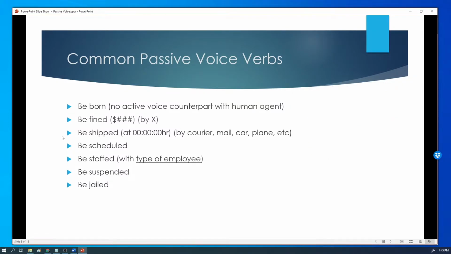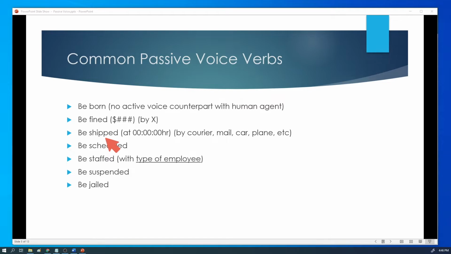The next verb, be fined. So fined, of course, is when you have to pay money. So you could say, I was fined $100 by the police. So these parentheses mean that it's optional. You could just say, he was fined, period. He was fined $10, period. Or he was fined by the police. So you can just play around and have different options.